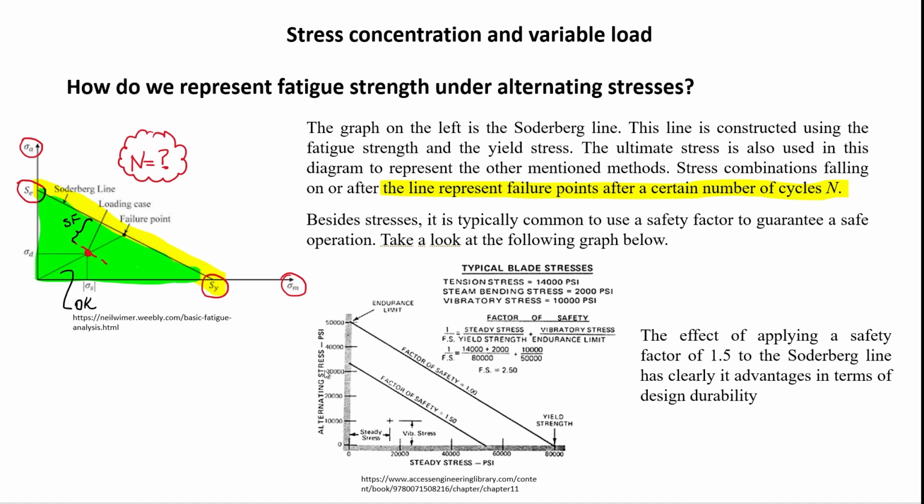Look at this. This would be the Soderberg line, the line drawn from the endurance limit to the yield strength of the material, representing this horizontal and vertical axis. And this is going to be your loading case. The difference between these two, according to this example, is 1.5, and that represents something like a 1.5 safety factor.